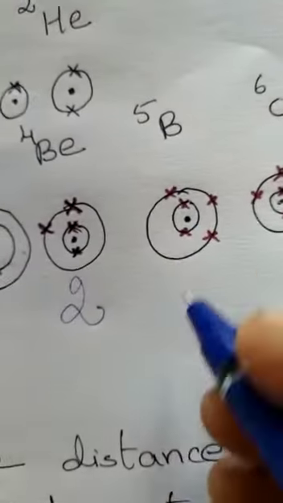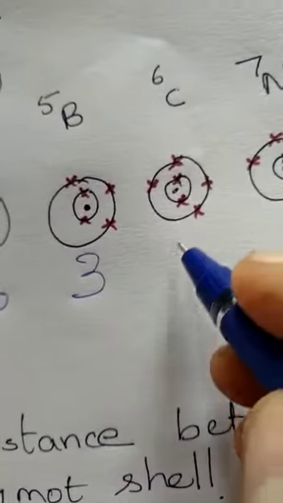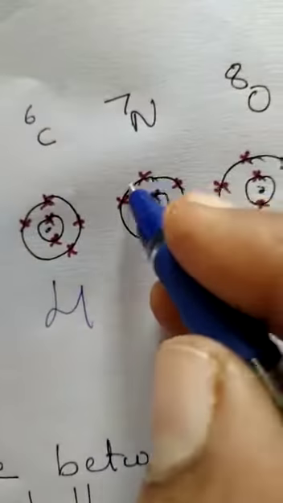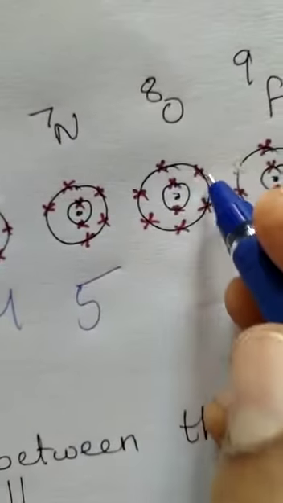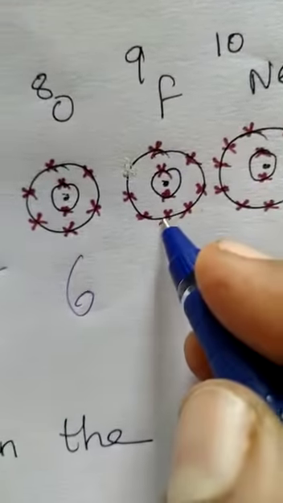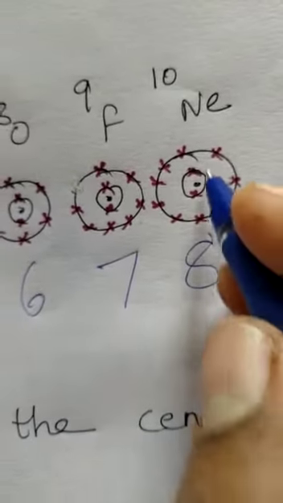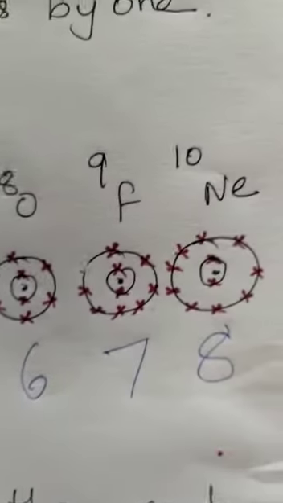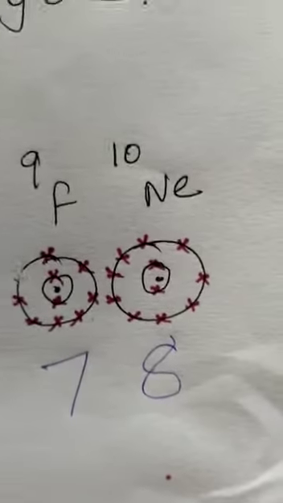Boron has 3 valence electrons. Carbon has 4. Nitrogen has 5. Oxygen has 6. Fluorine has 7. And neon has 8, which means the octet is full. Octet means 8 electrons in the outermost shell, so it is full.